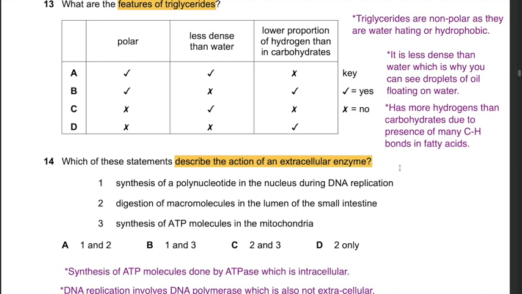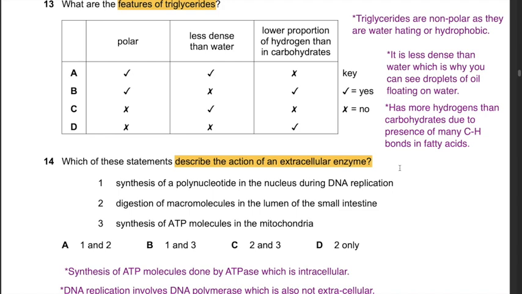And obviously, triglycerides are less dense than water, which is why you can see droplets of oil floating on water if you have carried out this experiment. Therefore, under the column less dense than water, it should be yes, leaving us with the only possible answer being C. Nonetheless, let's look at the column lower proportion of hydrogen than in carbohydrates.